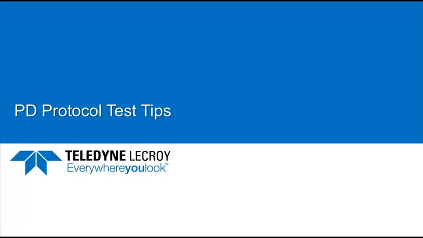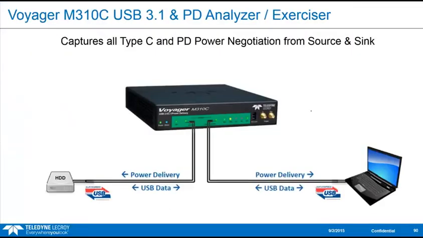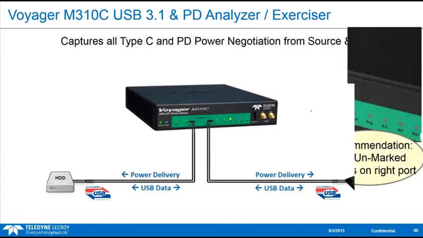Okay, just a couple of tips on testing this new power delivery protocol. We used our flagship Voyager system, the M310C, to capture all of this PD traffic. It does support 10 gig Gen 2 SuperSpeed USB and power delivery. It has native Type-C connectors on it that allow you to sit in the line and capture these exchanges.